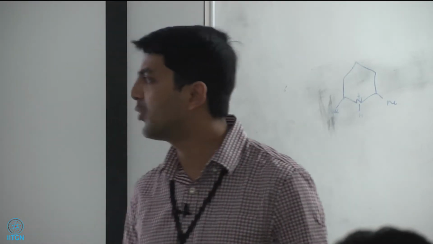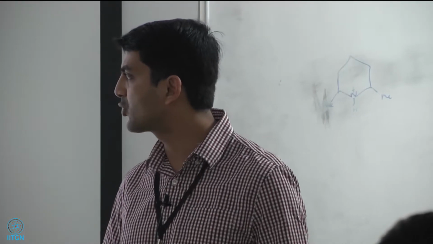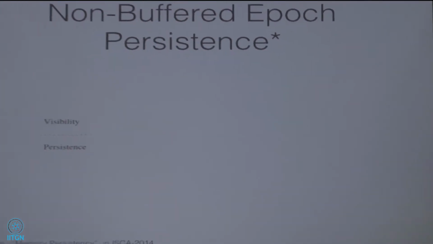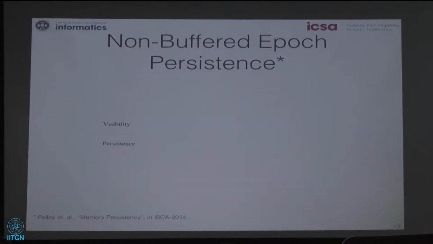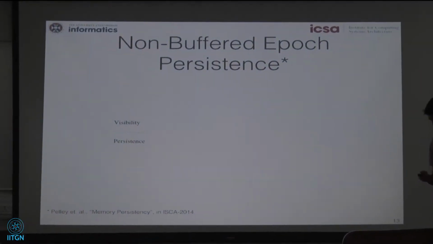And a lot of proposals have been made for these kinds of buffered persistency models, primarily because they provide higher performance. So let's look at a non-buffered persistency model. Here at the top, I'm showing visibility, which means whenever a processor executes a store, that store will be shown at the top. And at the bottom, I'll be showing persistence, which is whenever a store reaches a persistent medium or non-volatile memory, it will be shown at the bottom.